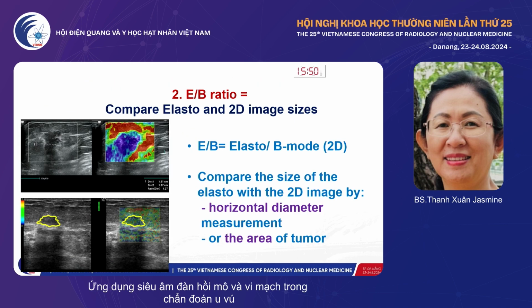The second is the EB ratio. We compare the elastography and 2D image size. It is a ratio in which we compare the size of the tumor. We can use the horizontal diameter or the area of the tumor.